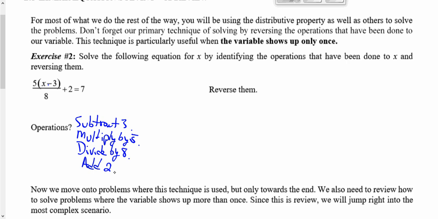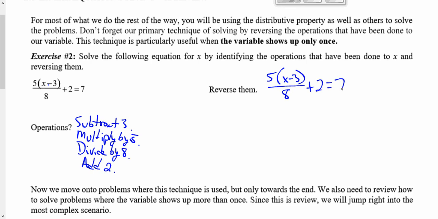right? So we start down here, and what's the opposite of adding 2? Everybody, subtract it. What's the opposite of dividing by 8? Multiplying by 8. What's the opposite of multiplying by 5? And the opposite of subtracting 3. So we're going to start here and do the opposite of that, working this way. Let's write down this thing: 5 times (x minus 3) over 8, plus 2, equals 7.